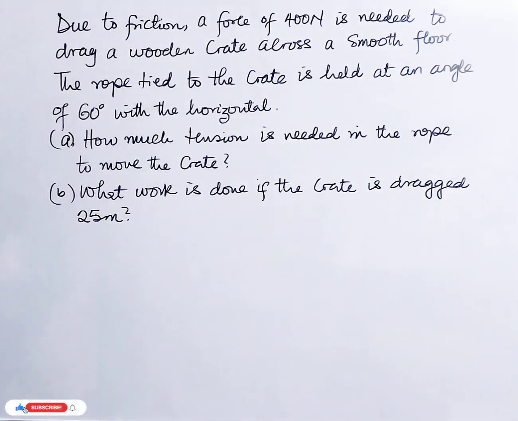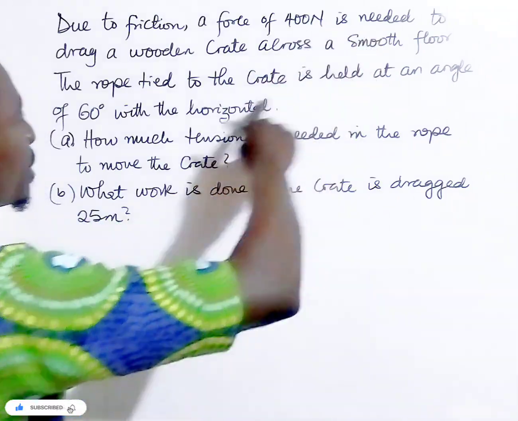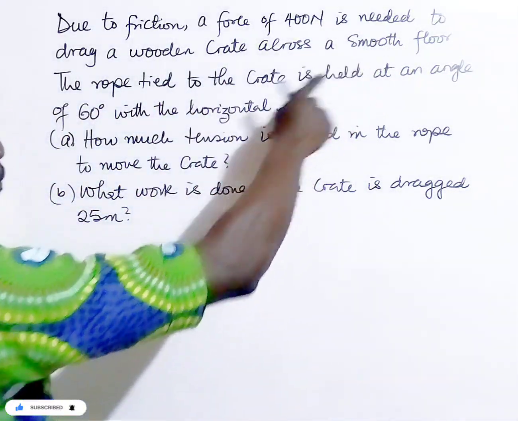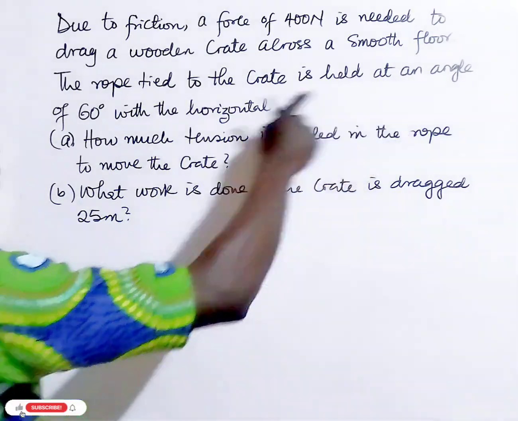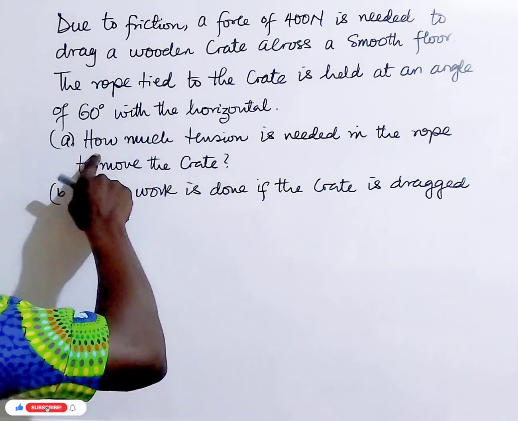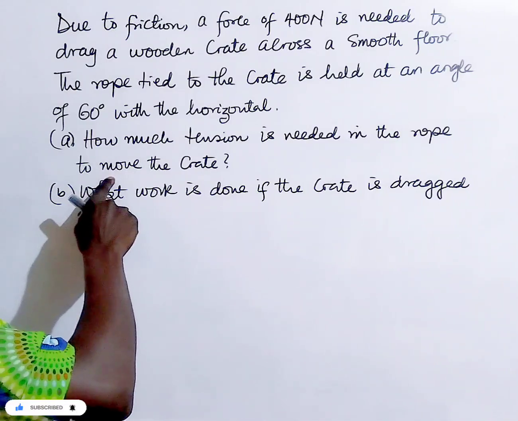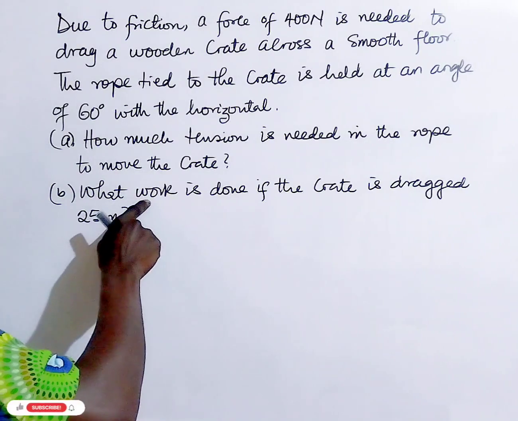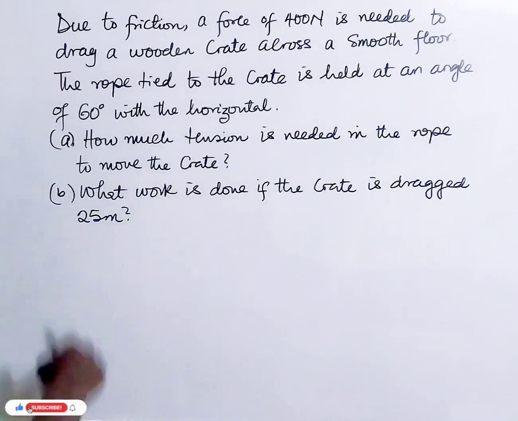Now before us is this question. It says, due to friction, a force of 400 Newton is needed to drag a wooden crate across a smooth floor. Now the rope tied to the crate is held at an angle of 60 degrees with the horizontal. How much tension is needed in the rope to move the crate? Now what work is done if the crate is dragged?